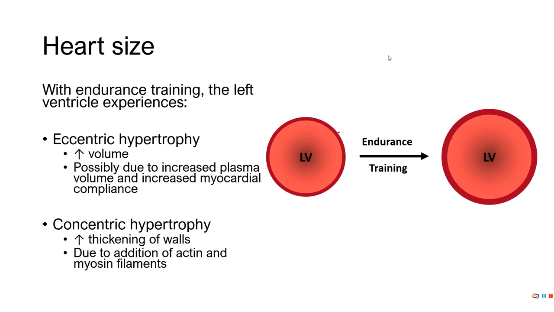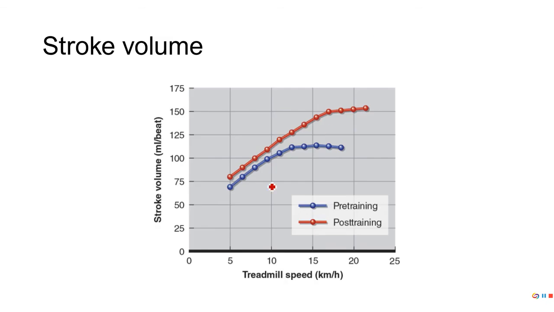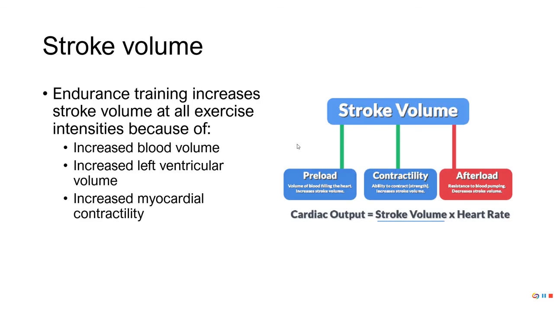Now, we talked about stroke volume a couple weeks ago. Notice what happens to stroke volume as we train. Post-training compared to pre-training, stroke volume is slightly higher at rest, so that's one change. The other thing is that post-training actually has a much greater stroke volume compared to pre-training, in this case almost 50% greater. So endurance training helps improve stroke volume, and there are a couple of reasons why.